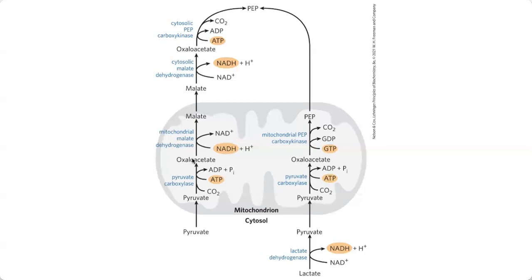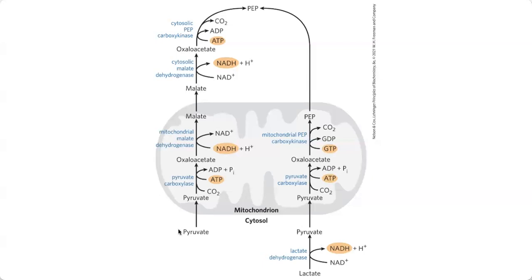One way that we can do this is by converting the oxaloacetate to malate, taking the malate out, and then converting the malate to oxaloacetate. So what we're doing in this case is we're going to be reducing oxaloacetate to give us malate, and then we're going to, in the cytoplasm, be oxidizing malate to give us oxaloacetate. So what's going on in these situations?